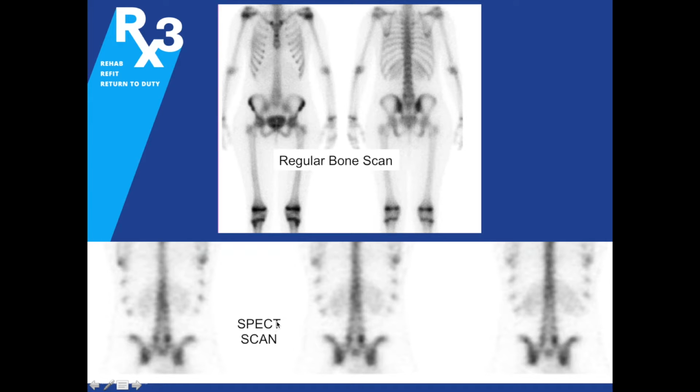But this same patient went on to get what was called a SPECT scan, single photon emission computerized tomography scan, and you can clearly see some increased uptake here that is abnormal compared to the other vertebrae, and maybe a little bit of increase at the contralateral pars interarticularis. And so this is much more sensitive and specific than just a regular bone scan.